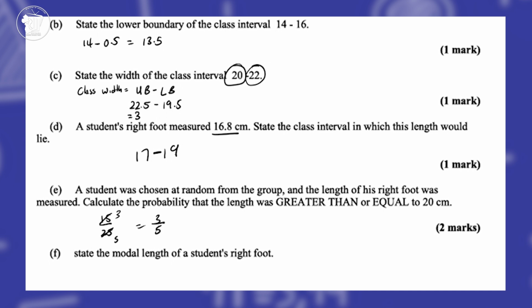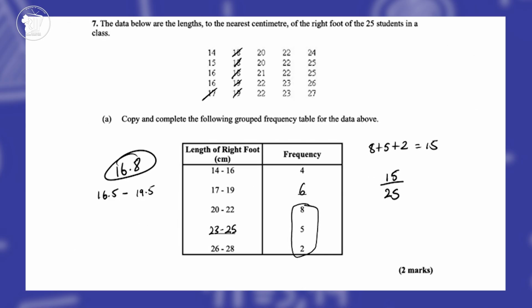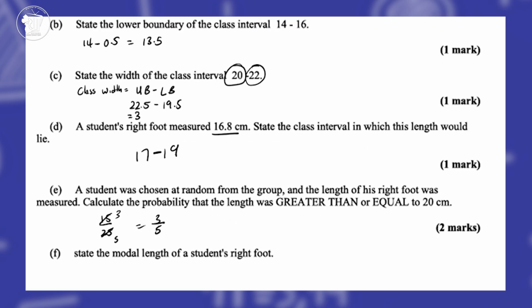And last but not least, state the modal length of a student's right foot. The modal length would be the one that occurs the most. In this case, we have a small set of data, so let's see which one occurred the most. Looking at the raw data, I can see that 22 occurred the most. There's no other length that occurred more than 22, and 22 occurred 5 times. So we can say the modal length is 22 cm. And that is as easy as that.